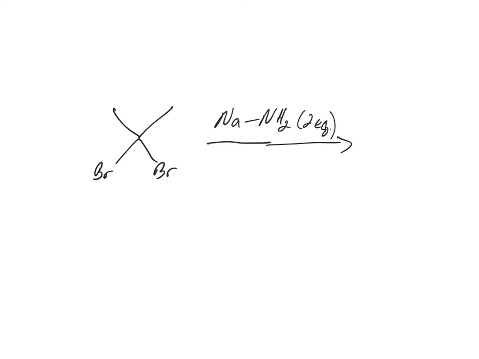All right, so now here we have a dihalogen, 2 halogens have been added to an alkane. We have NaNH2, which is a strong base. The way to draw it is Na plus, NH2 minus. There's 2 equivalents of it.